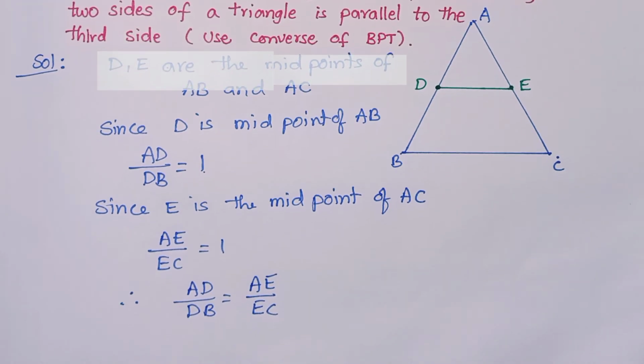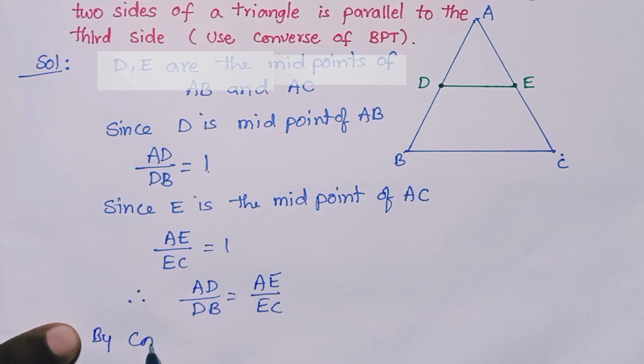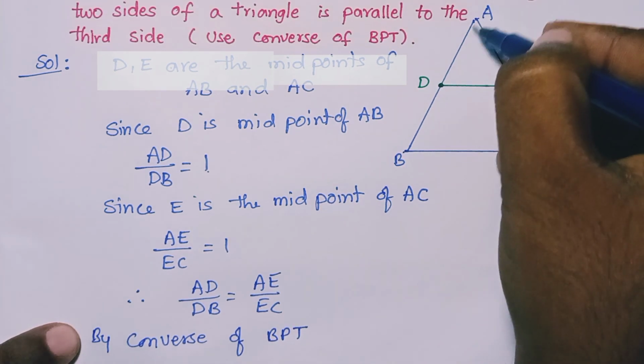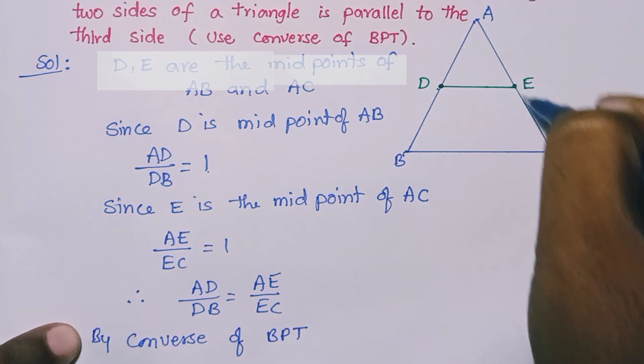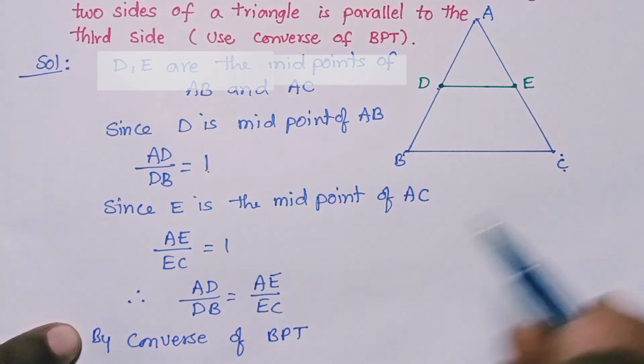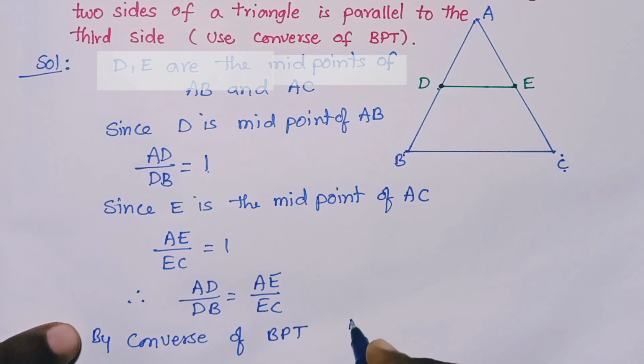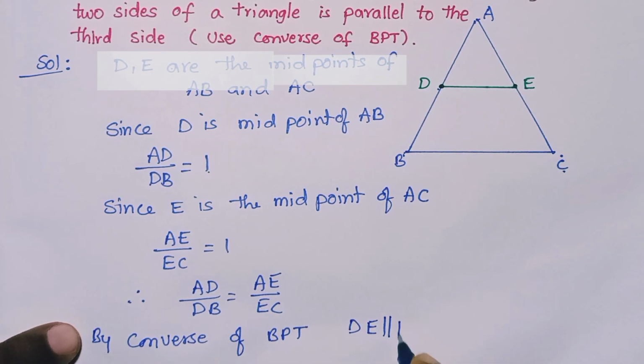By the converse of the basic proportionality theorem, by converse of BPT, since AD by DB is equal to AE by EC, we can conclude that DE is parallel to BC by the converse of the basic proportionality theorem. DE is parallel to BC.